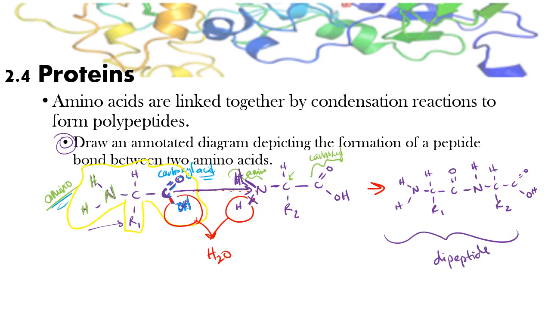To annotate it, we definitely should label our peptide bond. Amino acid, carboxyl group, amino group. So there are our annotations. We made our dipeptide with a peptide bond.